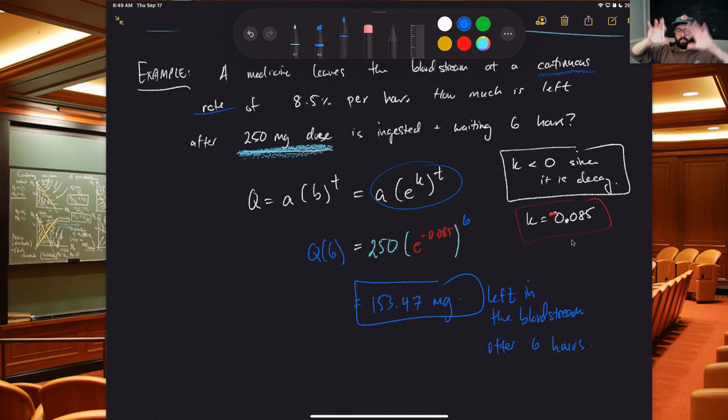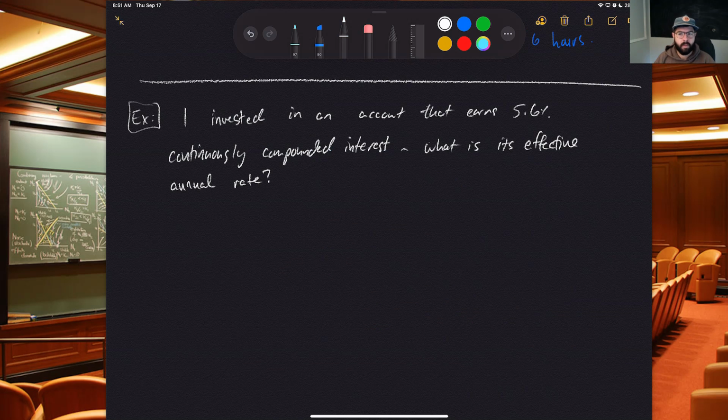Now what I want to do is compare effective rates between maybe an annual rate and a continuous growth rate and see what comes from that comparison. So let's say I invested in an account that earns 5.6% continuously compounded interest. What is the effective rate for an annual compounding interest? So this is where we kind of draw the similarity between a b to the t and a e to the kt.